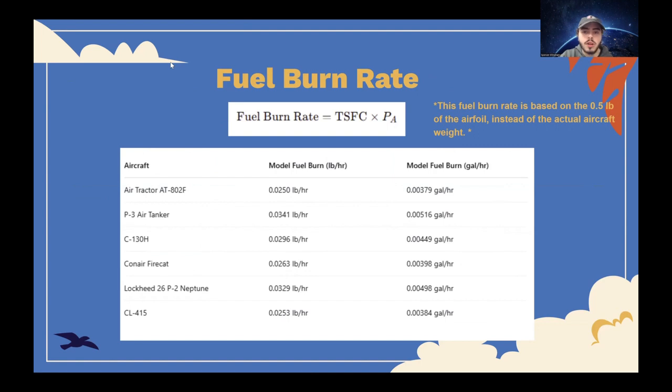And then we have the fuel burn rate, which basically just tells us how much it burns in a mission. Most of them are pretty low because the lift over drag is pretty low, and I think it peaks at about 0.03 for the Lockheed 26 P2 Neptune.